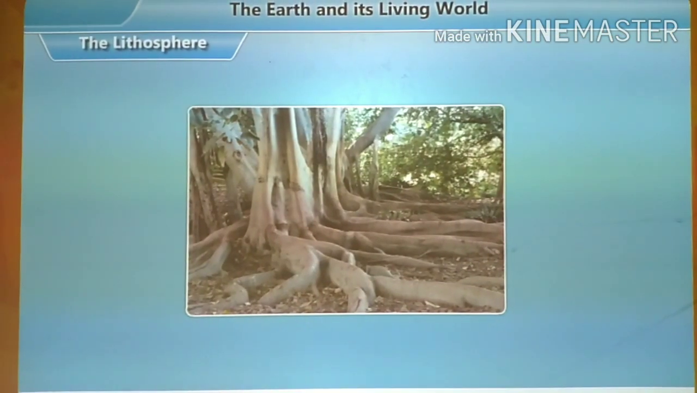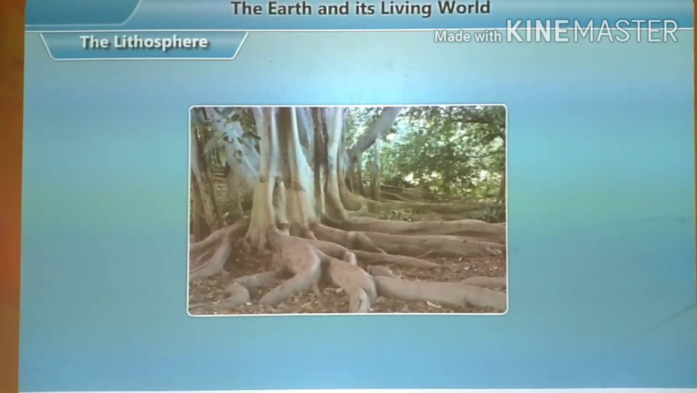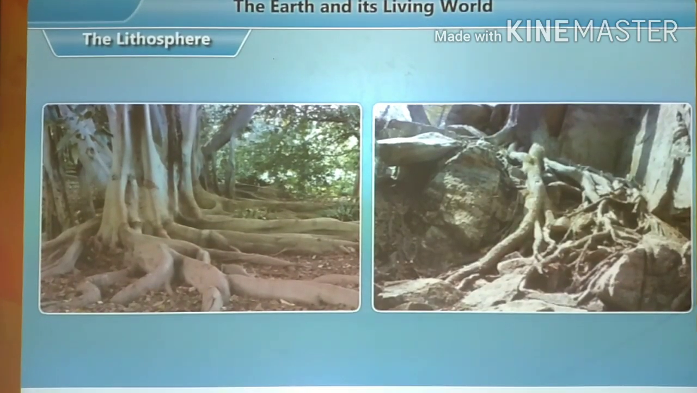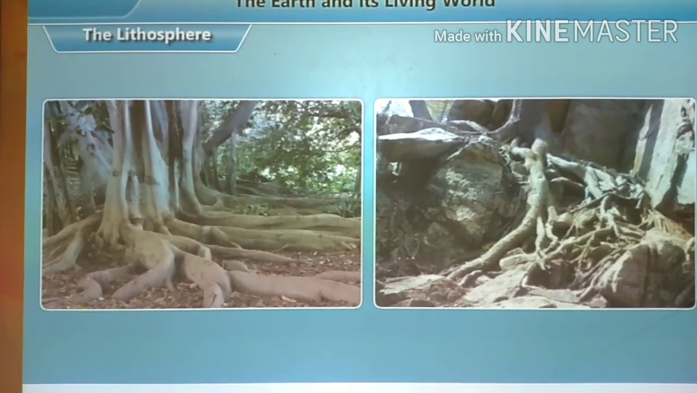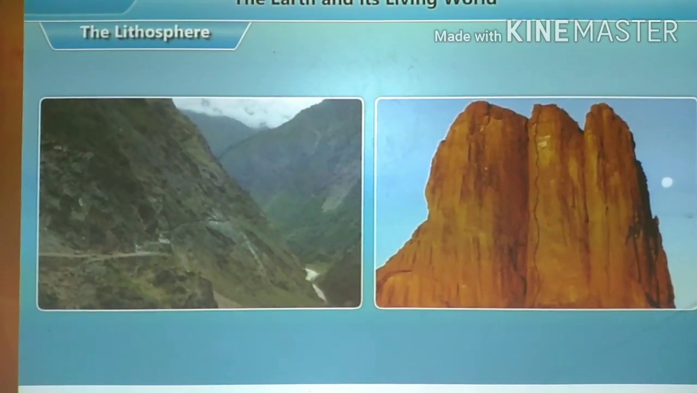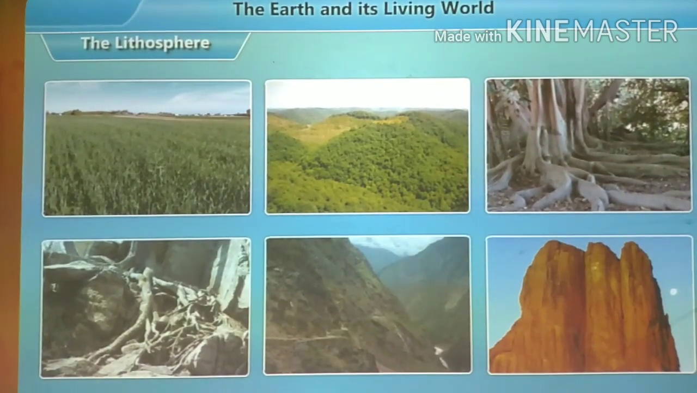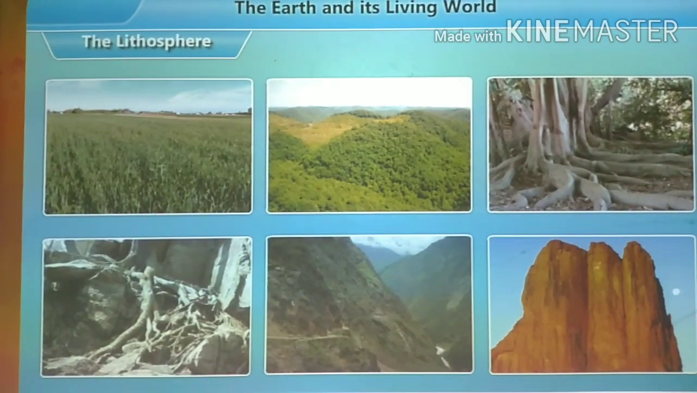Sometimes we get to see the deeper layers of soil into which tree roots spread. At others, we see rocks split apart by the tree roots. There are gentle mountain slopes as well as sheer cliffs of rock. All these land features are a part of Earth's lithosphere.